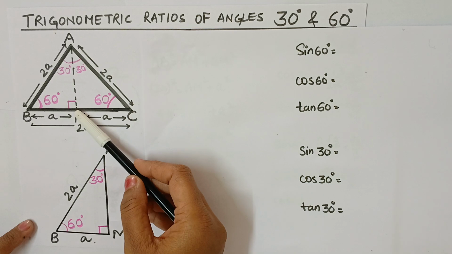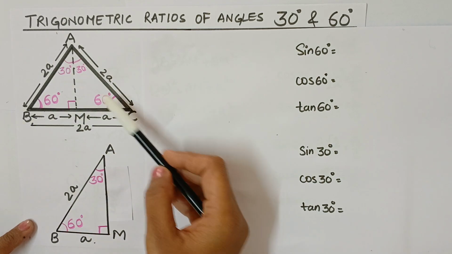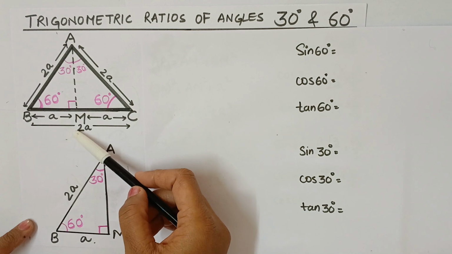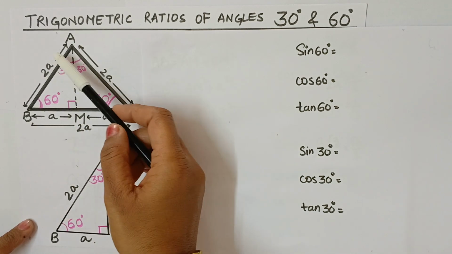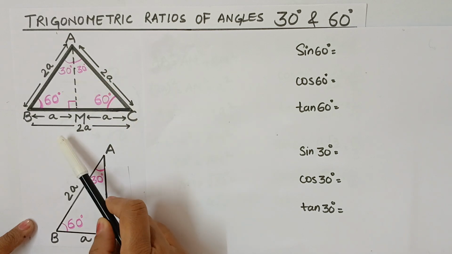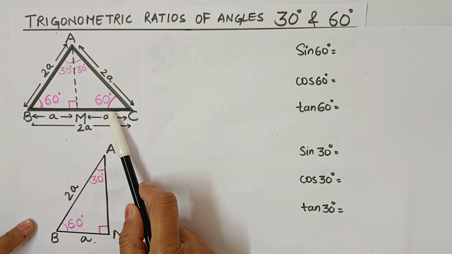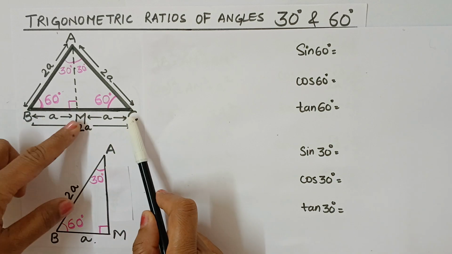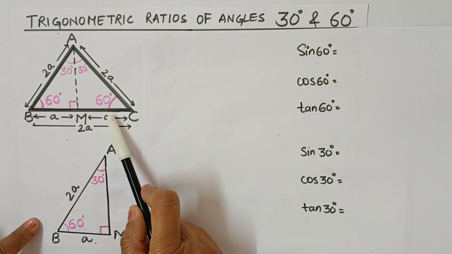Draw a perpendicular AM. In an equilateral triangle, the perpendicular divides the angle as well as the base into two equal parts. So we will have this angle as 30 degrees, and this angle also will be 30 degrees. This side is a and this side also will be a. As BC is 2a, BM and MC will be a and a.